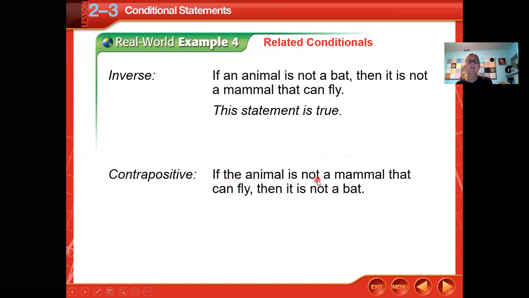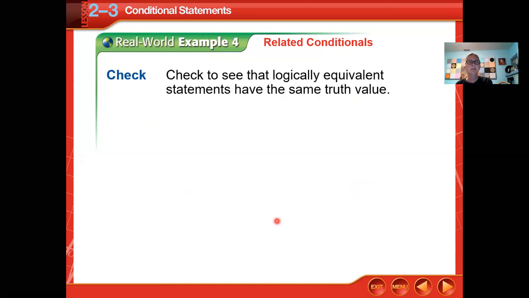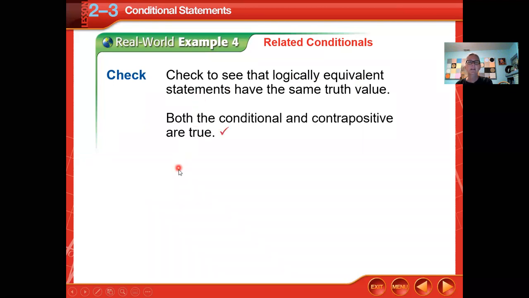Contrapositive: now you switch them and negate them. In other words, if you do them in order, now you just switch the inverse. That's what you do with the contrapositive. If the animal is not a mammal that can fly, then it is not a bat. And that is also a true statement. There's something called logical equivalence that is in the next slide.